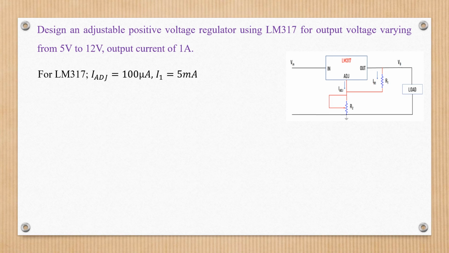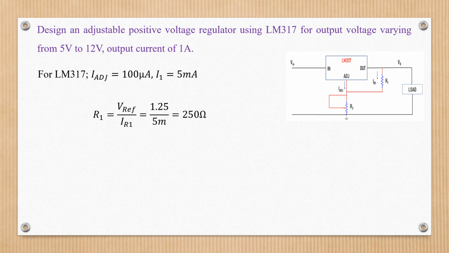As we know, for LM317, the reference voltage between the output terminal and adjustment terminal is 1.25. Using that reference voltage, we can find the value of resistance R1. So R1 will be equal to V reference divided by IR1, which is equal to 1.25 divided by 5 milli, which is equal to 250 ohms. The resistance R1 is 250 ohms.